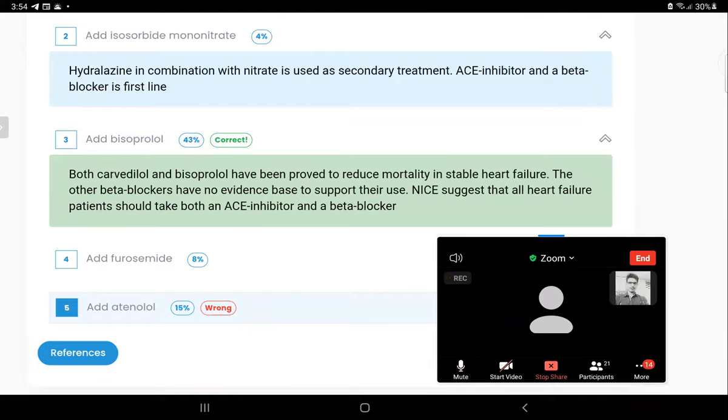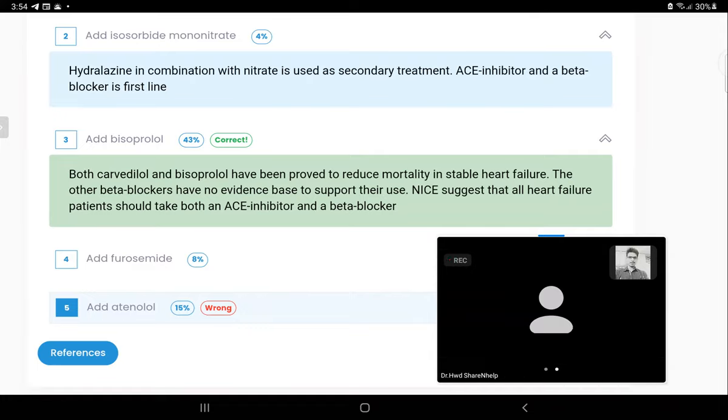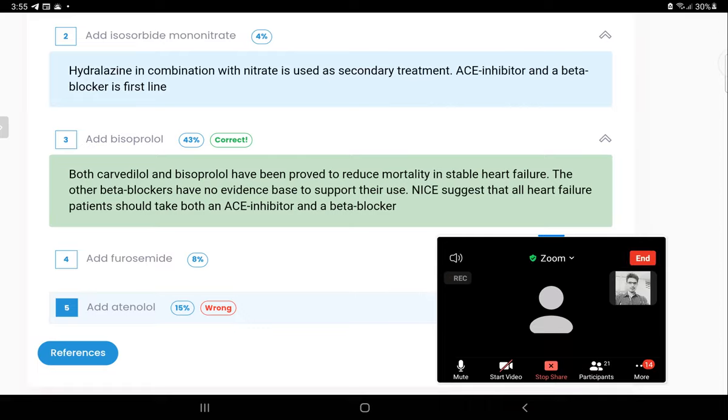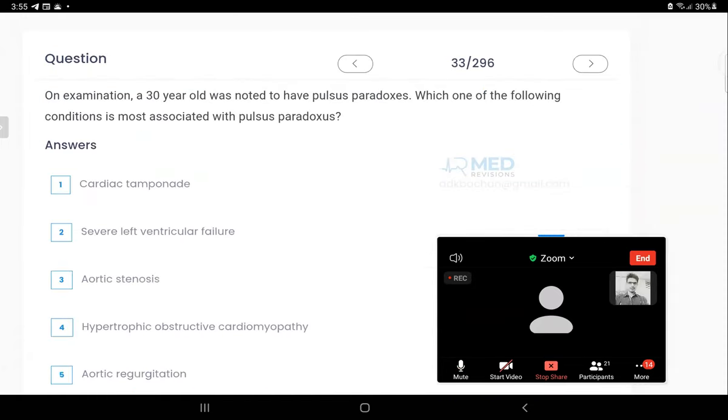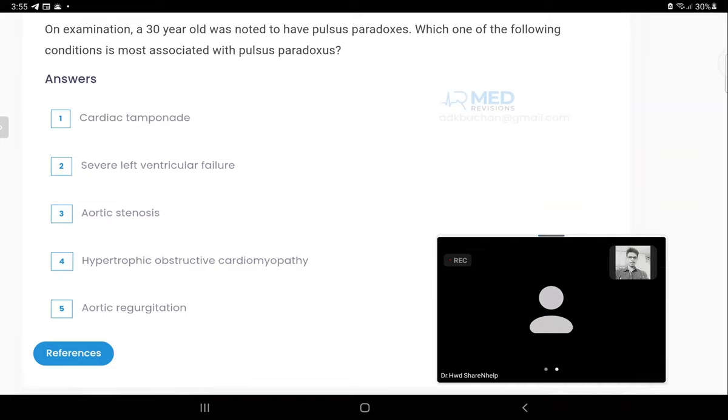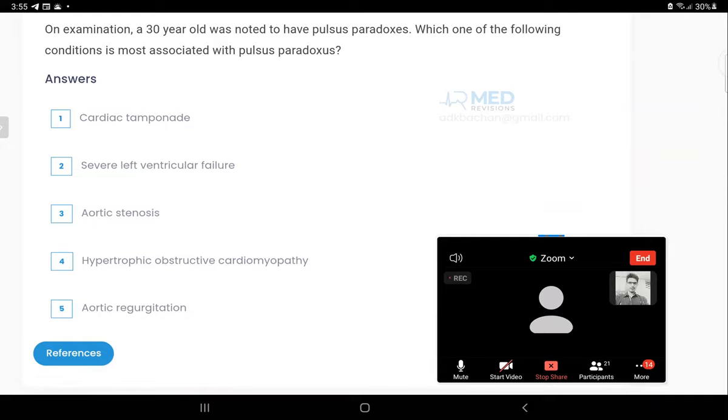Right? Bisoprolol. Carvedilol and bisoprolol. Just remember like A, B, C. A is not given. B and C are given. Carvedilol and bisoprolol are shown to reduce mortality, right? Which drugs reduce mortality in heart failure patients? Can you name them? Furosemide, has it been shown to reduce mortality? Furosemide, have you ever heard of that? Yes or no?